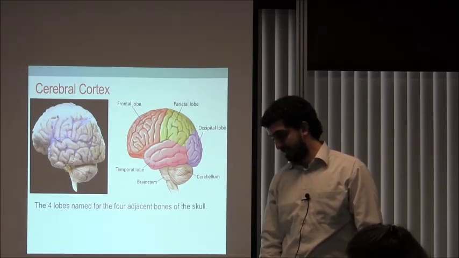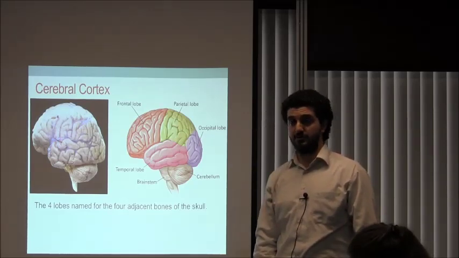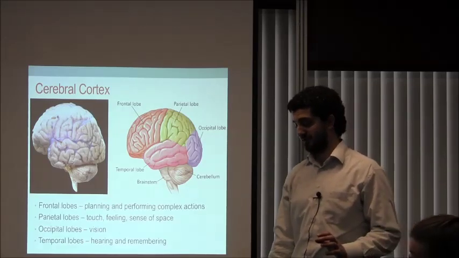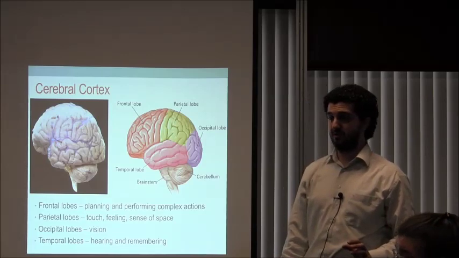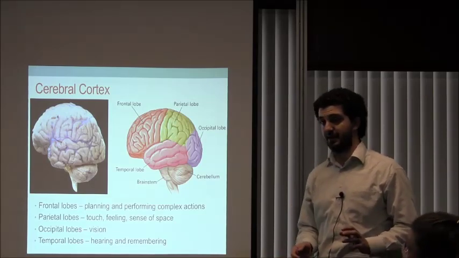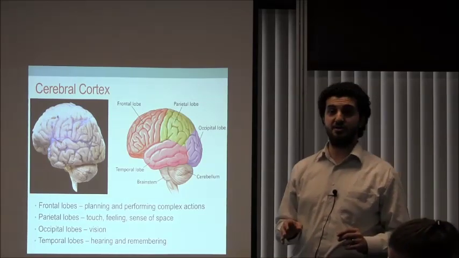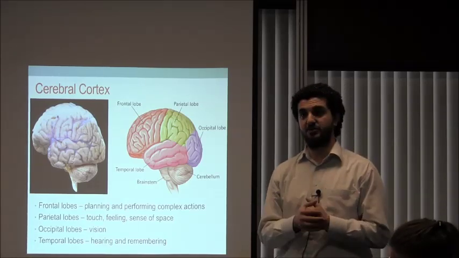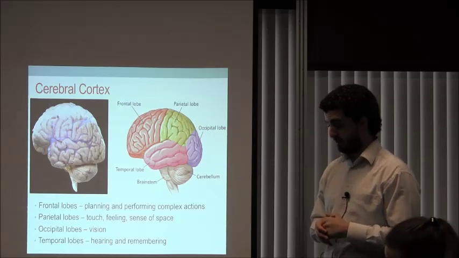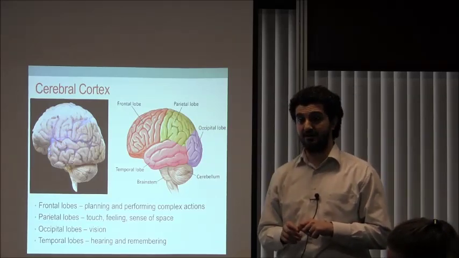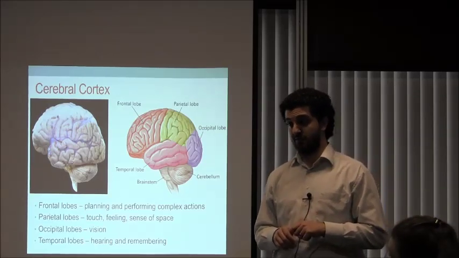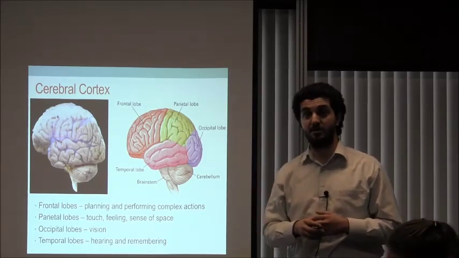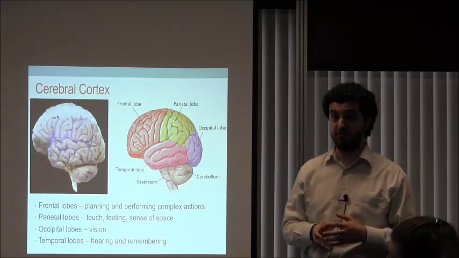Okay. And each one of these lobes is associated with a particular function. So frontal lobes are associated with, as you can see here, planning, high order decisions, and very complex cognitive functions and processes. The parietal lobes are associated with touch and feeling. The temporal lobes are associated with auditory processing, hearing. And occipital lobes are associated with the visual system, vision.